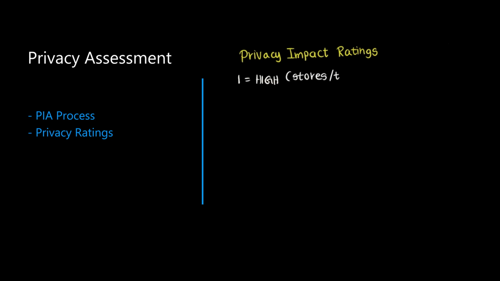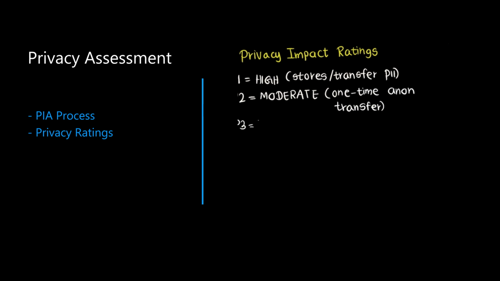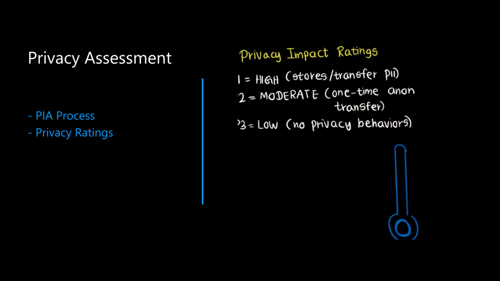P1 means high privacy risk, where the software stores or transfers PII, monitors users, changes settings, or installs other software. P2 is moderate risk, meaning the only privacy behavior is a one-time anonymous data transfer initiated by the user. P3 is low risk, with no privacy affecting behaviors at all.